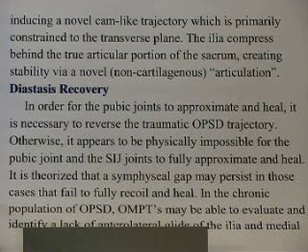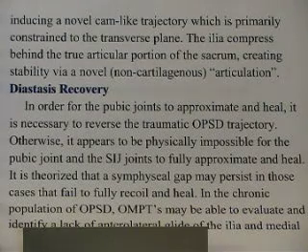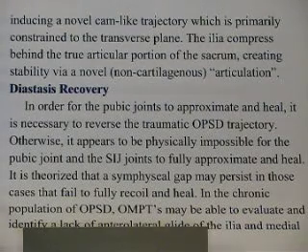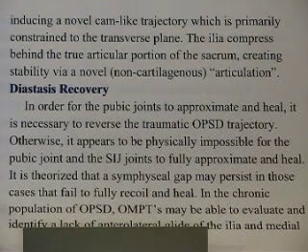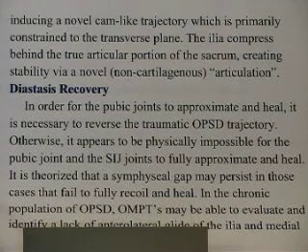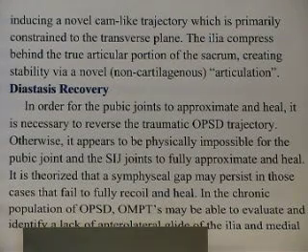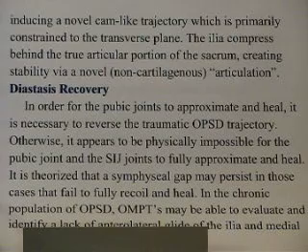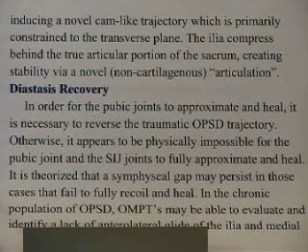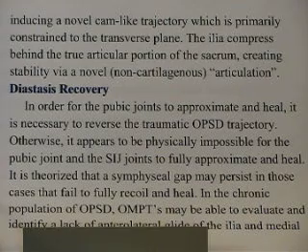The next topic is diastasis recovery. In order for the pubic joints to approximate and heal, it is necessary to reverse the traumatic obstetric pubic symphyseal diastasis trajectory. Otherwise, it appears to be physically impossible for the pubic joint and the sacroiliac joints to fully approximate and heal. It is theorized that a symphyseal gap may persist in those cases that fail to fully recoil and heal.